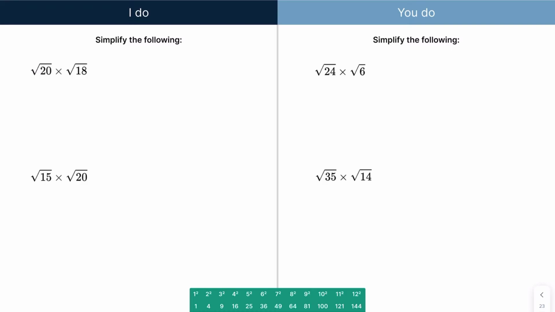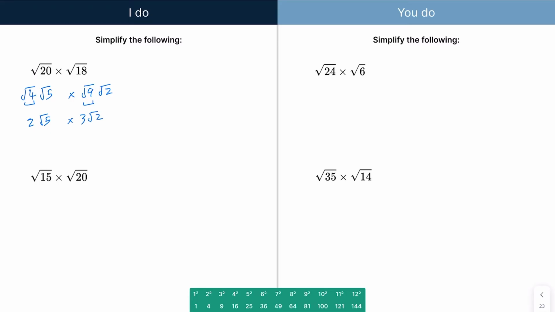So looking at these ones now, we've got root 20 and root 18. With these ones, you can tackle each bit on its own. So in this case, if you look at root 20, we can write that as root 4 times root 5. And if you look at root 18, we can write that as root 9 times root 2. I can simplify this down to 2 root 5. I can simplify the 9 down to 3 root 2.